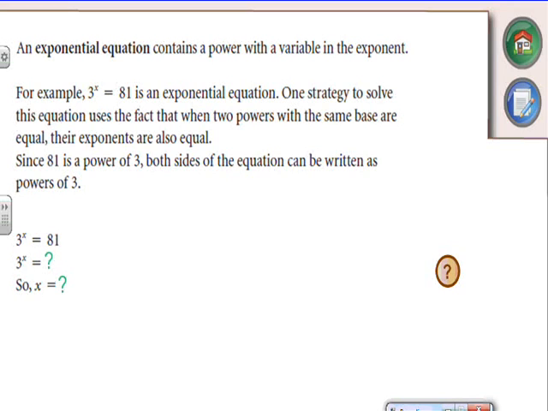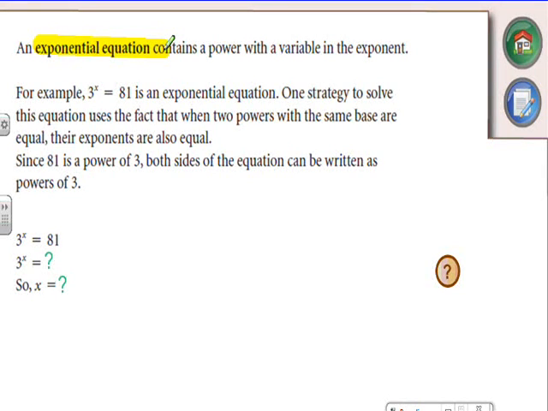Let's look at some definitions here now. An exponential equation is anything that contains a power that has a variable as the exponent. If we had x to the 2, that's not exponential, that's quadratic. If we have x to the 3, that's cubic. If we have 2 to the x or 3 to the x, now we're talking about exponential equations.